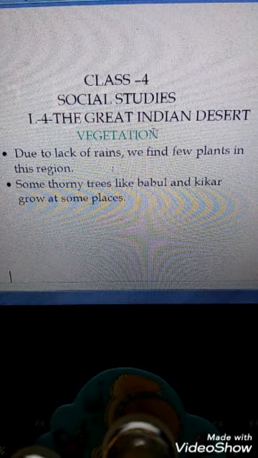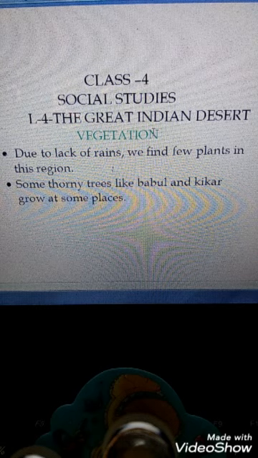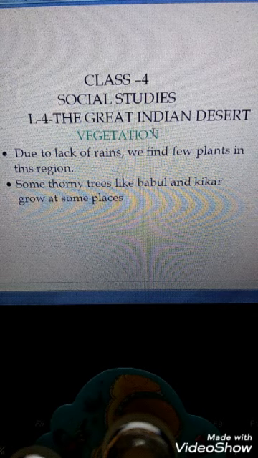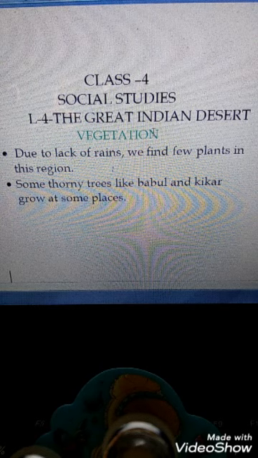So an oasis is a fertile spot in the desert. Most of the villages in deserts come up around such an oasis. Water is available there, limited water. So people settle nearby the oasis. Here date palm trees are found at such places.